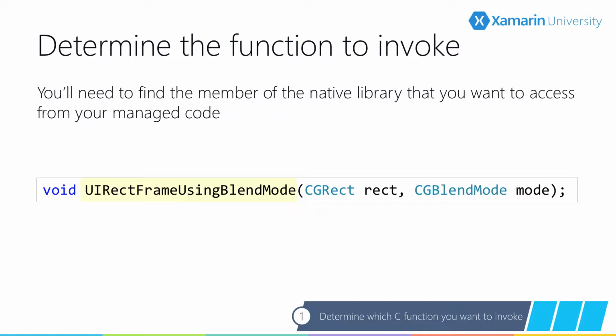Now there's a couple of things here that are interesting. You'll notice that we have two very specific parameters that need to be passed into this method. And we're going to assume that if we want to consume this UIRectFrame using blend mode method, we have those two types already defined and accessible to us. So this is the first step. We've now defined the function that we would like to invoke.